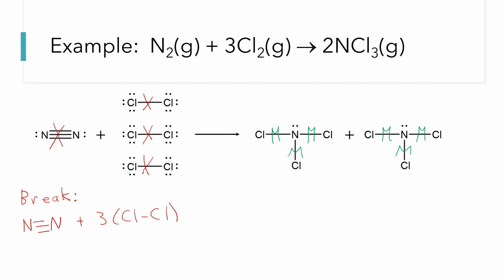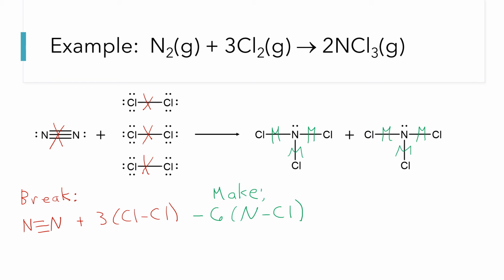In terms of what we're going to make, and making is exothermic, so we're going to put negative signs with these bond enthalpies. We are going to make bonds between nitrogen and chlorine. In fact, every bond that we're going to make is between nitrogen and chlorine, so that's 6 bonds. So we'll take a -6 times the nitrogen-chlorine bond enthalpy. Okay, so let's look up the numbers for these.